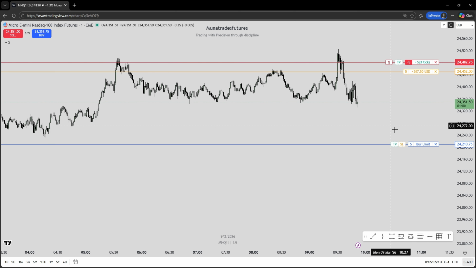So this is the second entry. I would also use the imbalance, the fair value gap imbalance, the CE of that imbalance as well. So just drivers of price to push price further. So I was targeting 24,210.25, our sell side liquidity, London low.